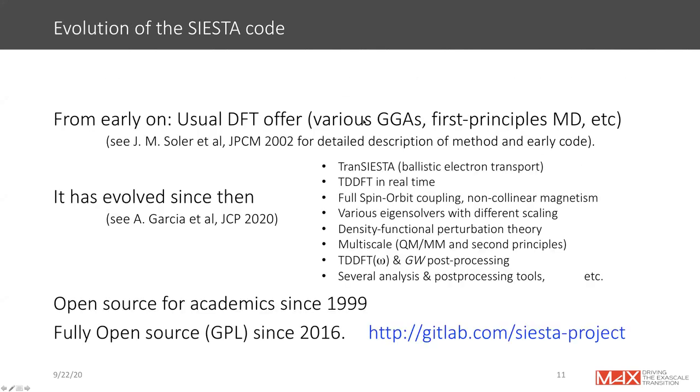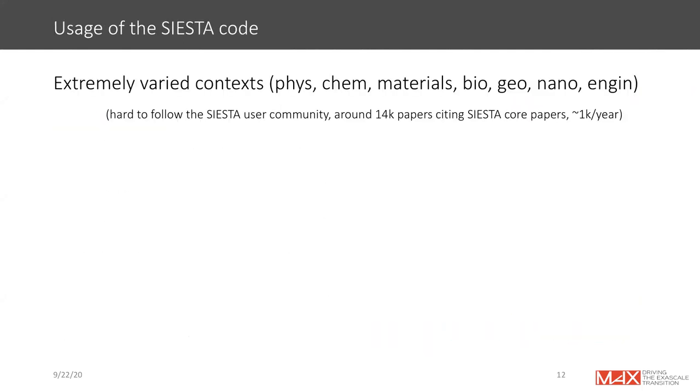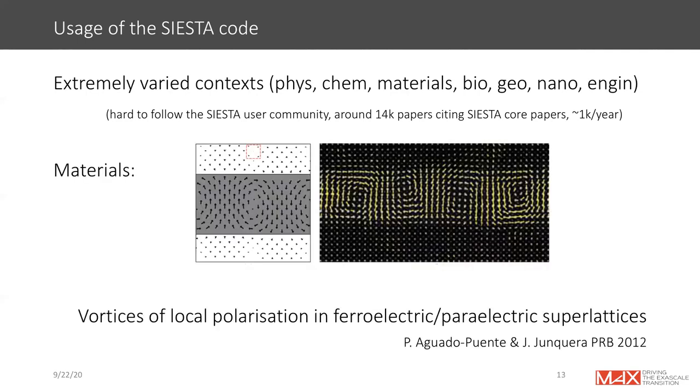Concerning the usage, the Siesta code is extremely varied. I mean, at the moment you can put lots of atoms into a box, and there are quite a lot of simulations within the context of physics, chemistry, materials science, bio, geo, nano, even engineering. It is hard to follow what people are doing in the community, since we have of the order of 14,000 papers citing the Siesta core papers, around 1,000 a year.